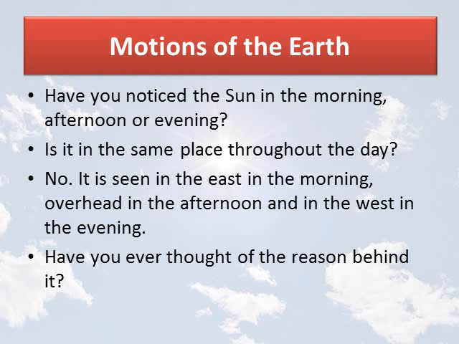Why do you think it is so? Let us learn how it is. This is because of the constant moving of the Earth around the Sun. The Earth is moving around the Sun, as well as on its own axis. It seems that the Sun is moving. We feel that the Sun is moving, but it is not so.